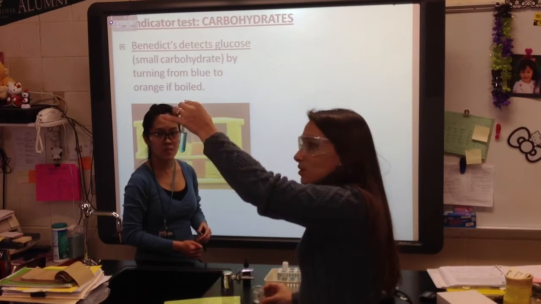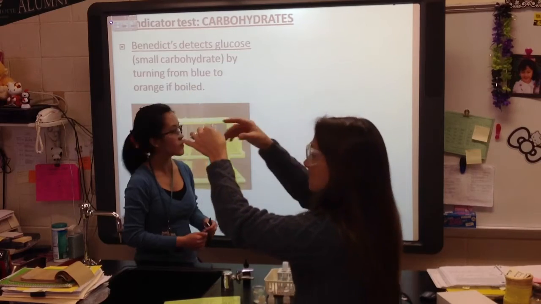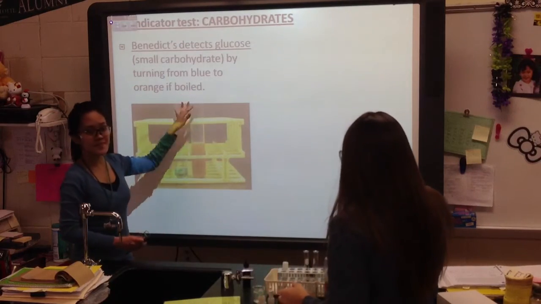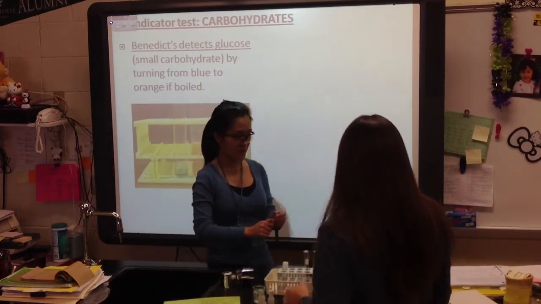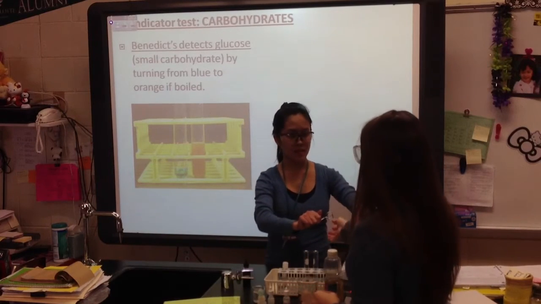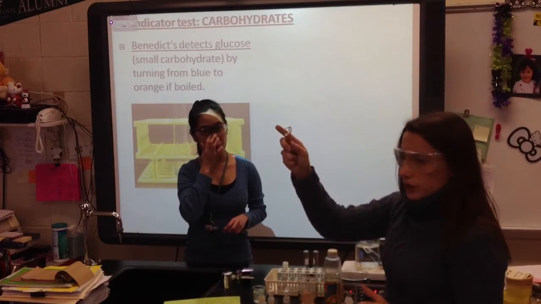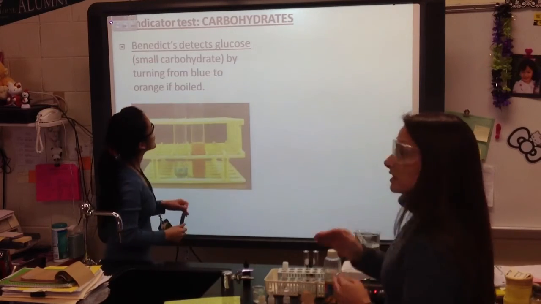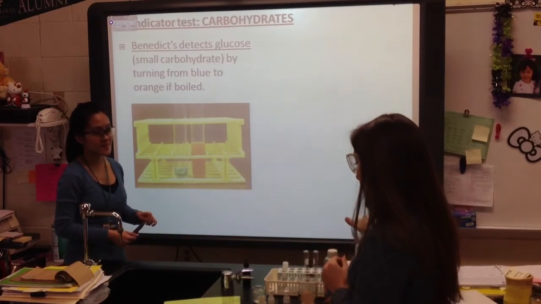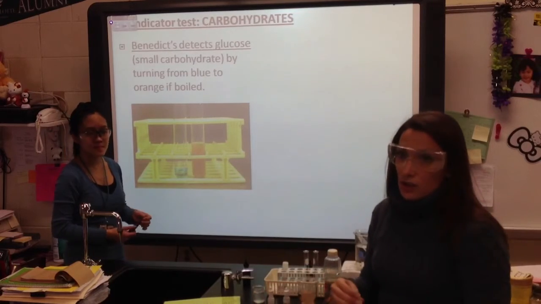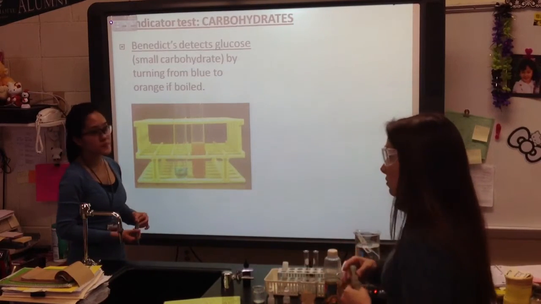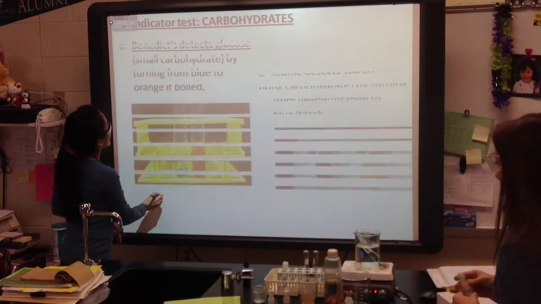So notice 1, 2, 3, 4. Now it's still blue. That's because this test has to be boiled. So I put the test tube into the hot water. We'll let it sit. And when I'm ready to take it out, I'll have to make sure that I use test tube clamps. It's helpful to start the Benedict's test first because then you can wait for it while you're doing the other tests.